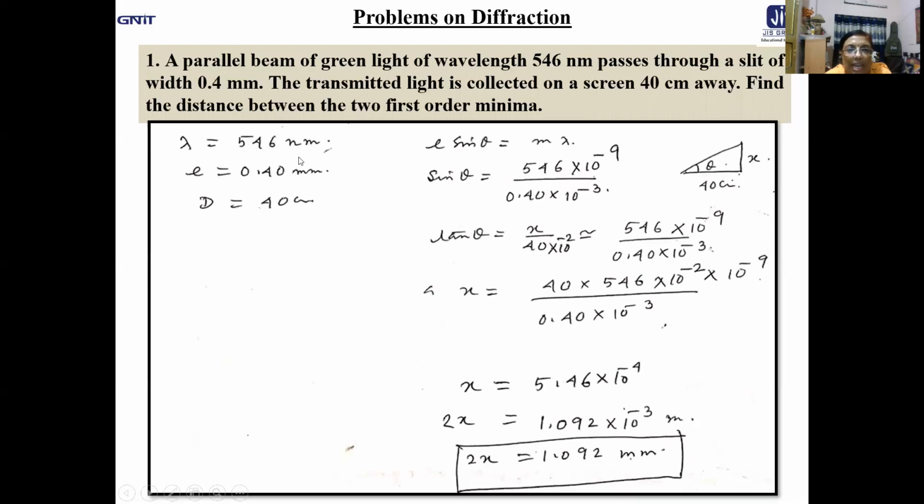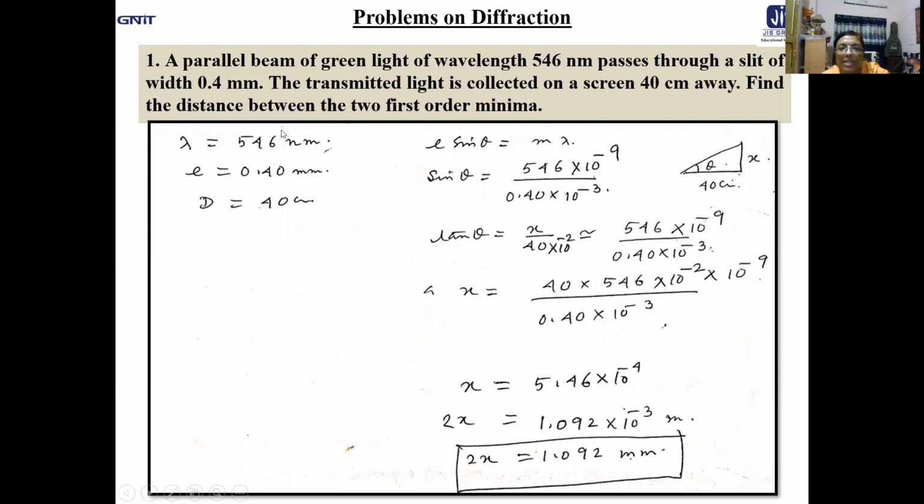So let us take a look what are written. That means given: lambda equal to 546 nanometer, e equal to 0.4 millimeter, D equal to 40 centimeter. Now this is the case with single slit, and it is told that distance between two first order minima. So simple formula is e sin theta equal to m lambda. So sin theta equal to m lambda by e. All the data are given here. m is the first order. Lambda is in nanometer, so 10 to the power minus 9 meter. Accordingly, convert small e to meter. Okay, so you will get its value.